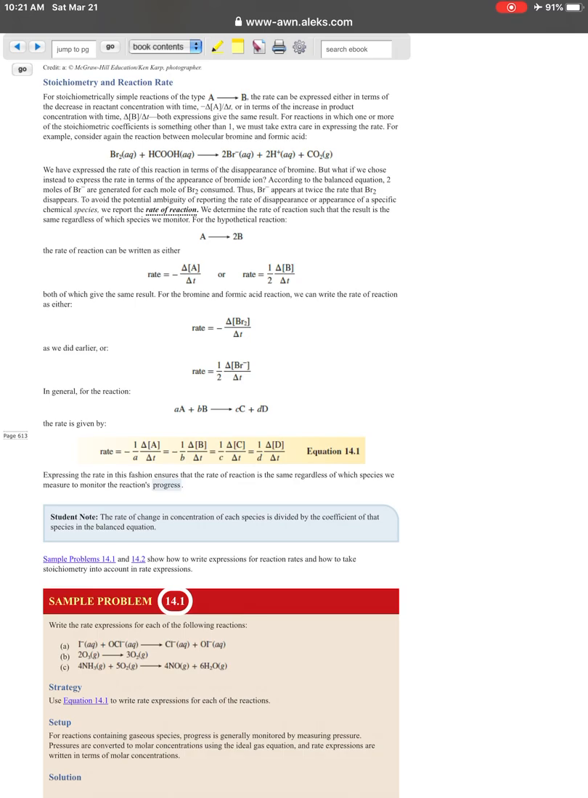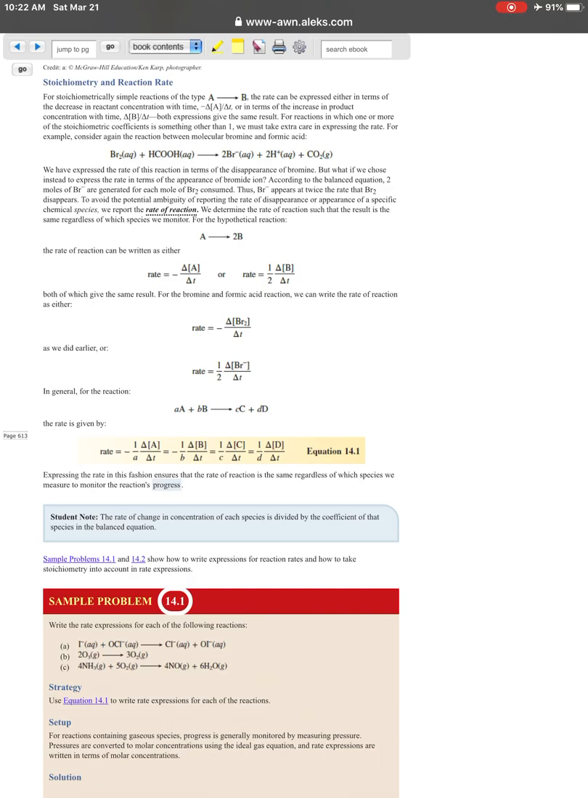Stoichiometry and reaction rate. For stoichiometrically simple reactions of the type A goes to B, the rate can be expressed either in terms of the decrease in reactant concentration with time, the negative change in A divided by change in T, or in terms of the increase in product concentration with time, the change in concentration of B divided by change in T. Both expressions give the same result. For reactions in which one or more of the stoichiometric coefficients is something other than 1, we must take extra care in expressing the rate.